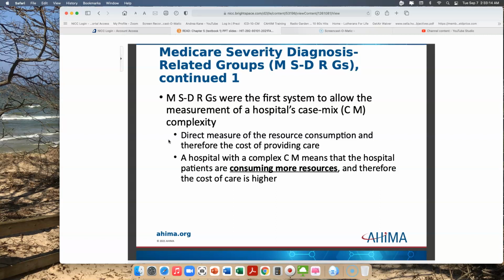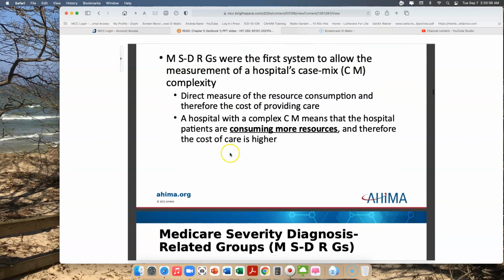And the opposite is true as well, that a hospital with a very high complex case mix means that their patients are consuming more resources and their cost of care is higher and they need better reimbursement. And MSDRGs as a system allows most facilities, most acute care hospitals, to be reimbursed on this basis.